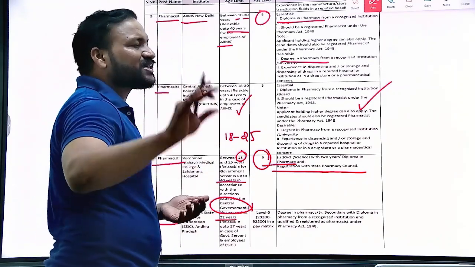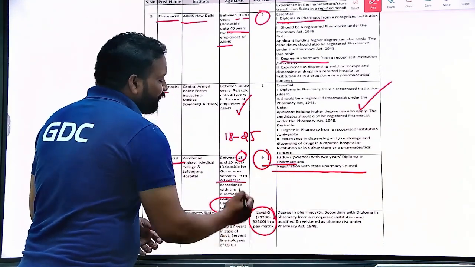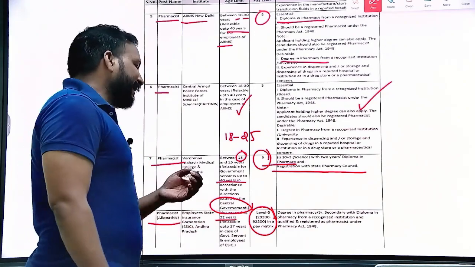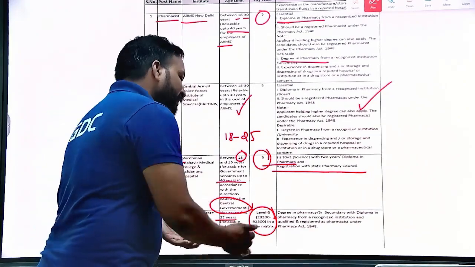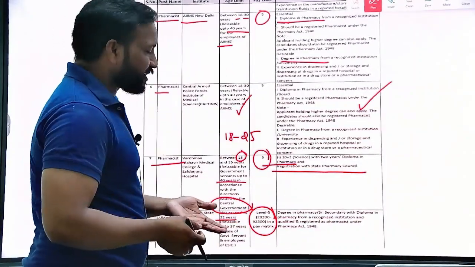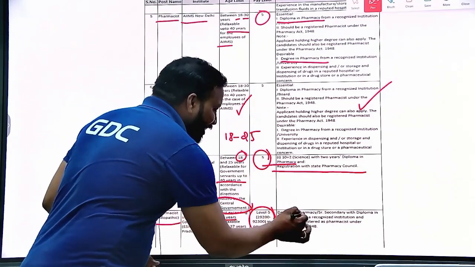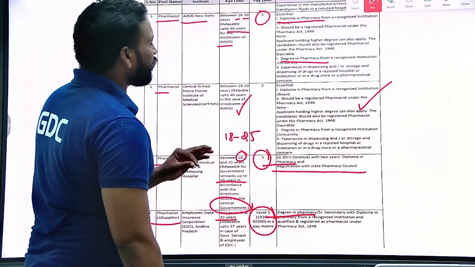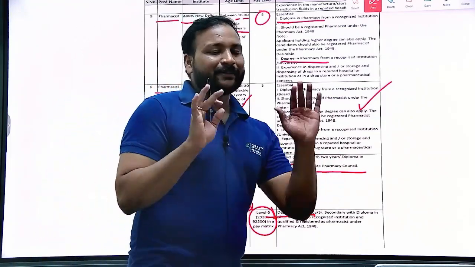The maximum age limit is 32 years. Here also the pay scale is level 5, which is 29,200 to 92,300 in the pay matrix. A degree in pharmacy is required here too. A diploma in pharmacy as well as a Bachelor of Pharmacy is also eligible.